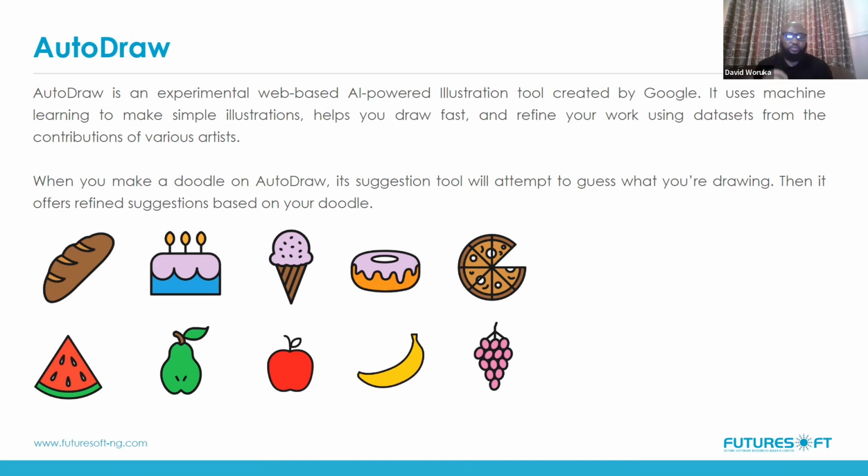So even if you have to edit an icon, it's also easy. You can do it there. And when you do, it actually suggests icons for you. And then you have a wide range of selections to choose from. So those are some of the AI tools I've been able to analyze.